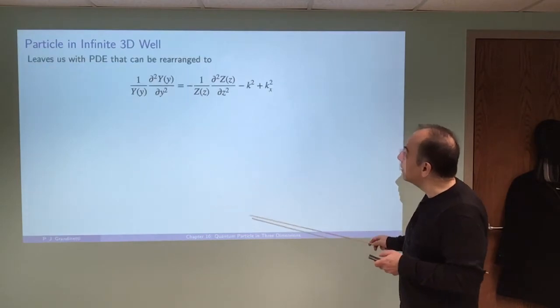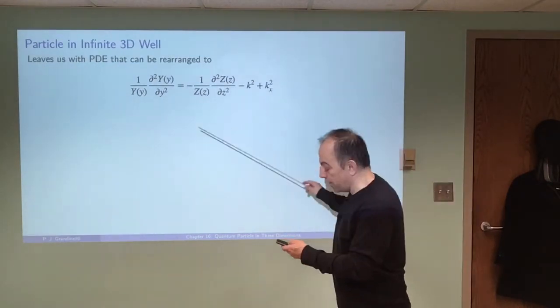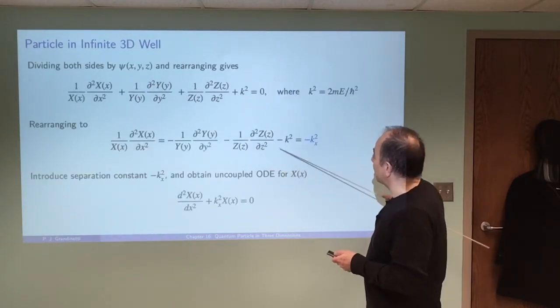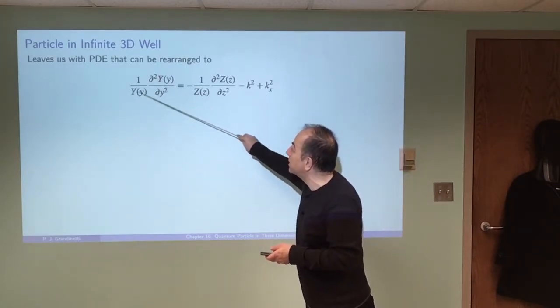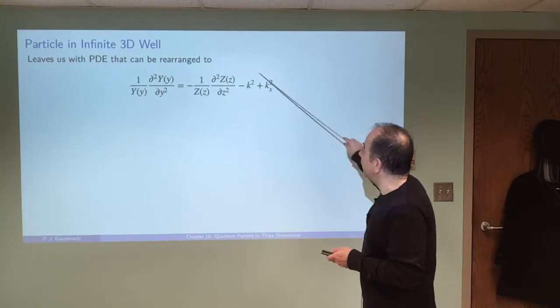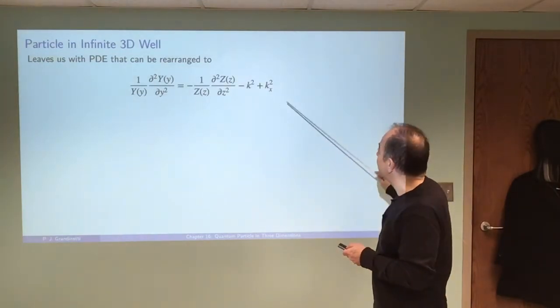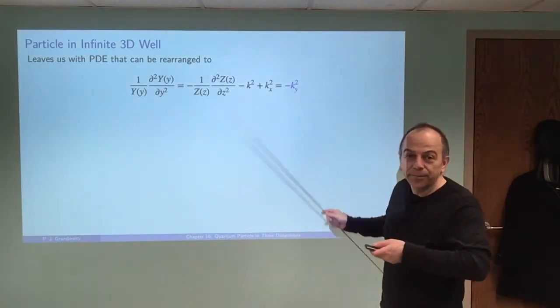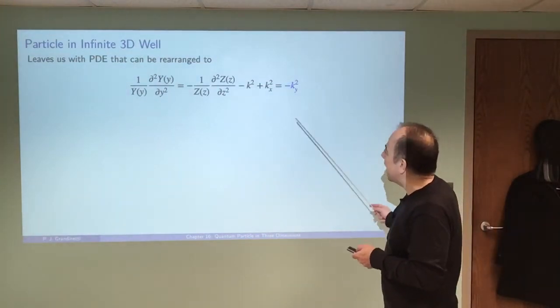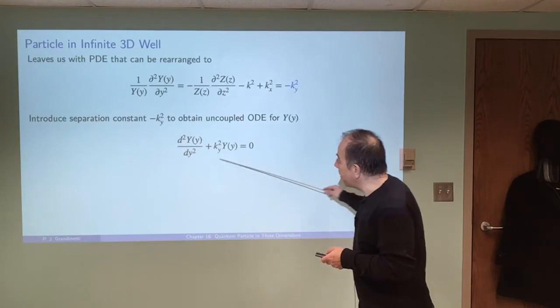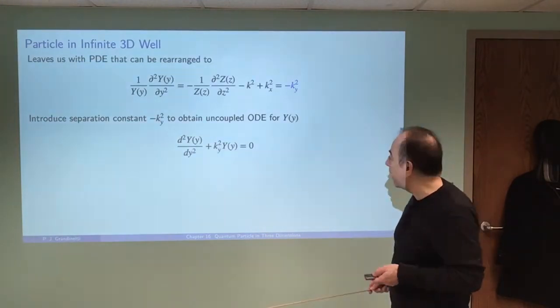So let's move on and see that we can take what's left over here and rearrange that into this form, where now we have everything that relates to y on the left, everything that doesn't relate to y on the right, and we can define another separation constant, this time minus ky squared. That gives us an ordinary differential equation for y.